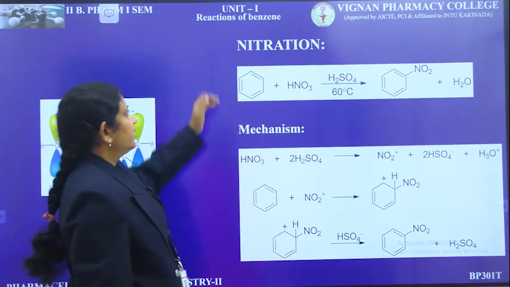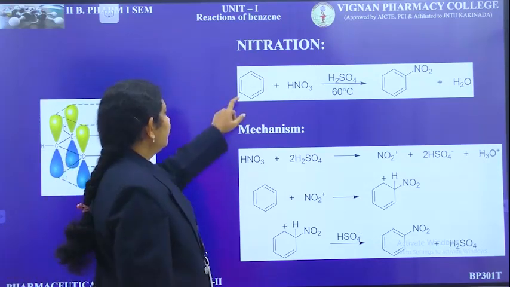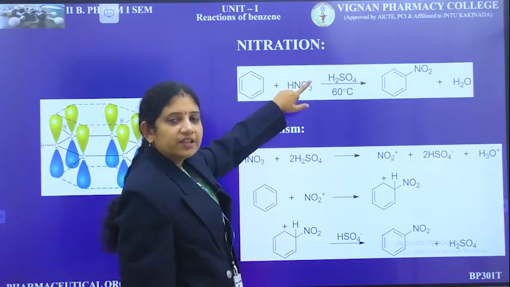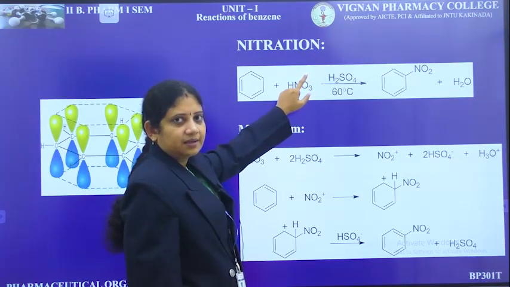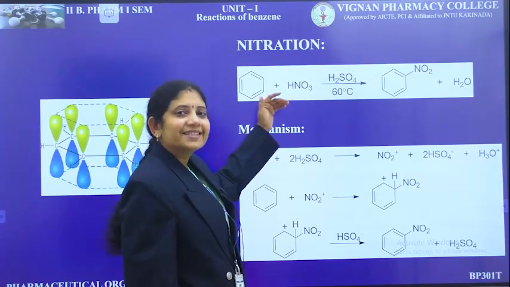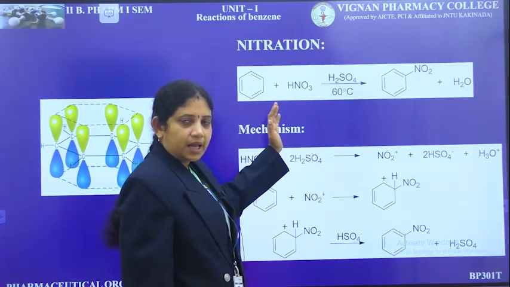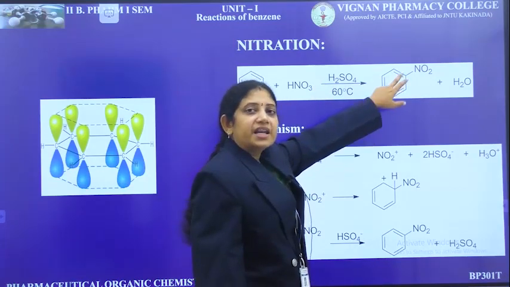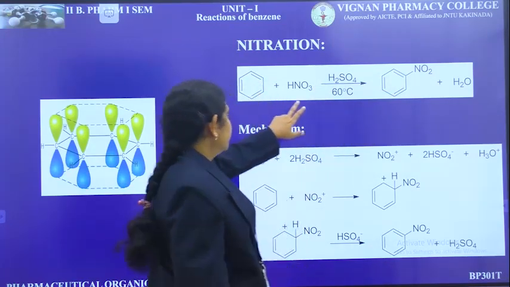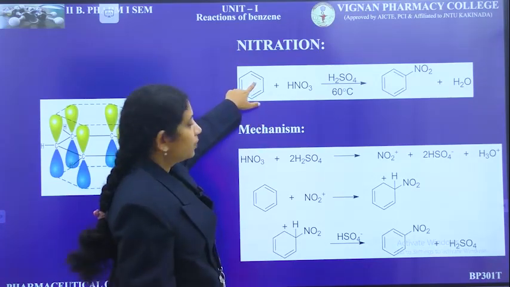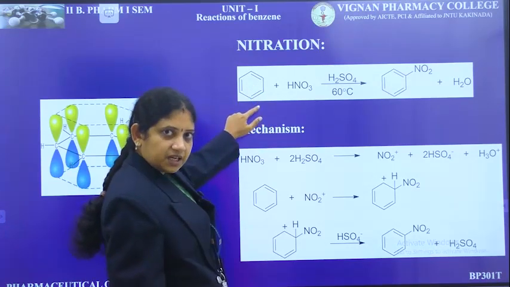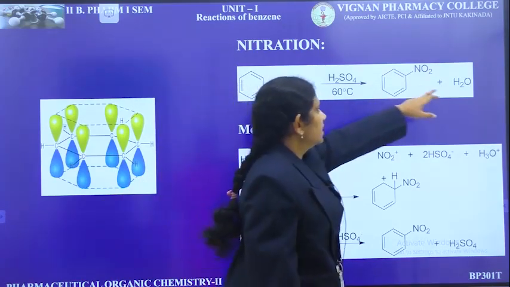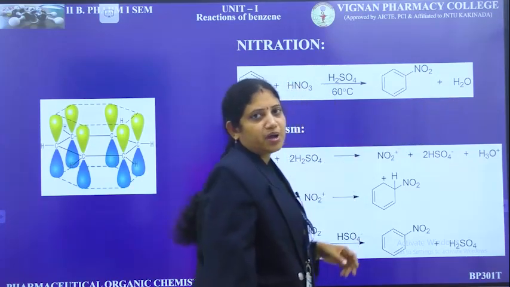And next, coming to nitration. When benzene is treated with concentrated nitric acid along with sulfuric acid, and the reaction mixture is heated at 60 degrees Celsius, it can undergo nitration, and that way it can form nitrobenzene. That means one of the protons of this benzene is replaced with the nitro group. Here this proton is released in the form of a water molecule.